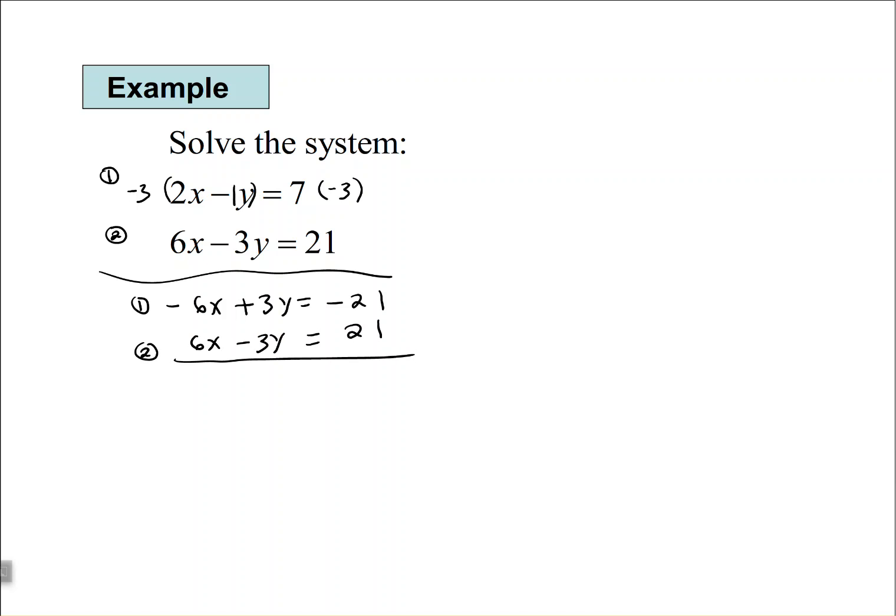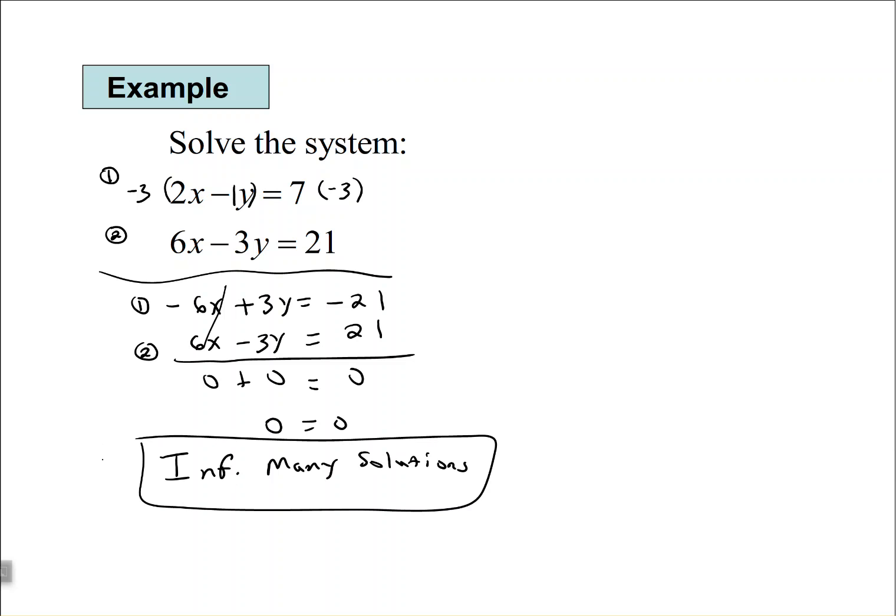All right, so here, negative 6x plus 6x is 0. 3y minus 3y is 0. Negative 21 plus 21 is 0. 0 equals 0. Both of my variables eliminated each other. The statement that I have remaining is true. 0 does equal 0. So that tells me that I have infinitely many solutions. And again, if I were to graph those two equations, it would be the same line.